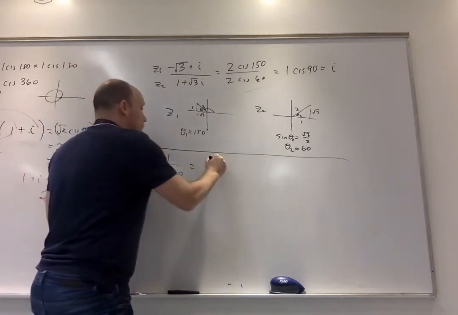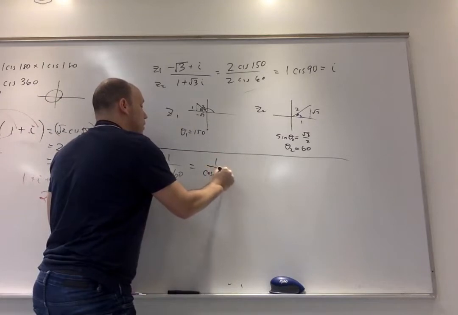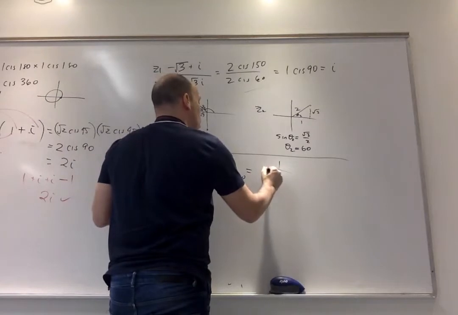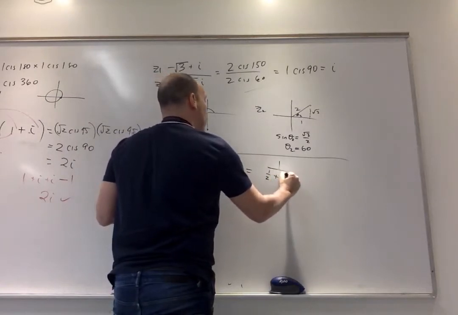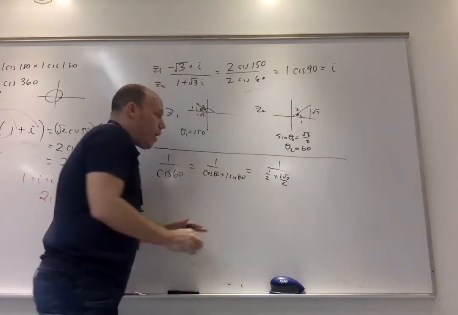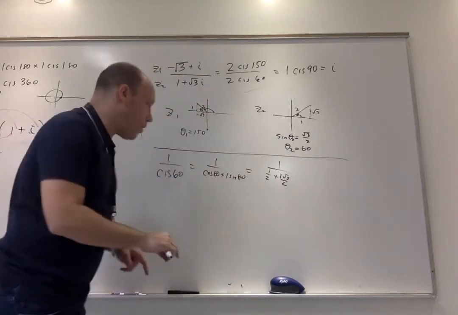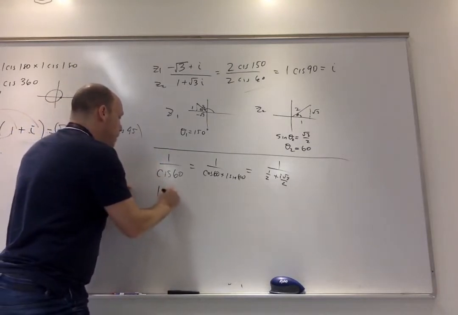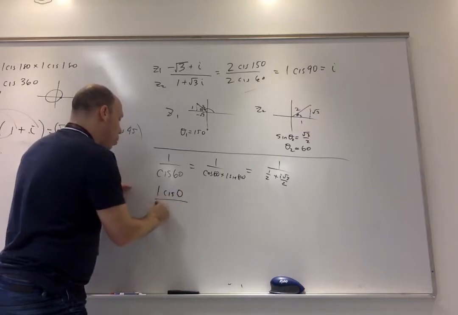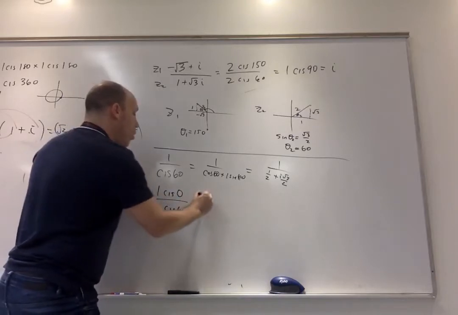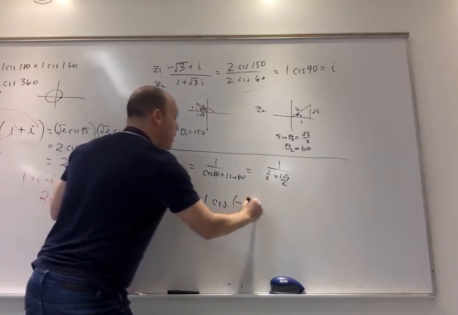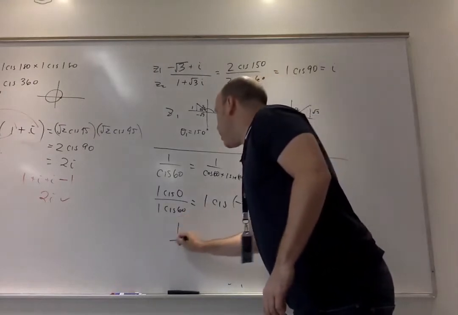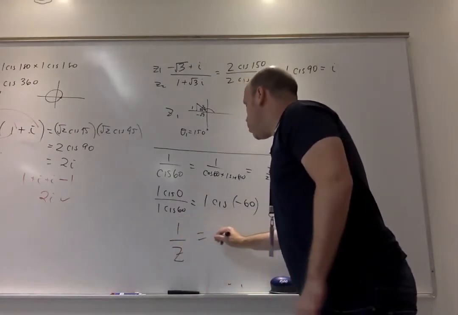In the olden days, you'd be like, okay, cosine 60 plus i sine 60, which is equal to 1/2 plus i radical 3 over 2. And then you'd have to multiply it by the conjugate. No, you don't have to do that anymore. 1 over cis 60, now rewrite the 1 as 1 cis 0 over 1 cis 60. This is now 1 cis negative 60.